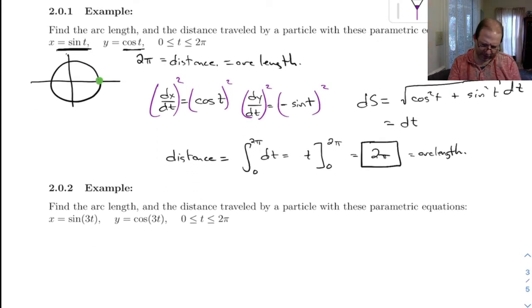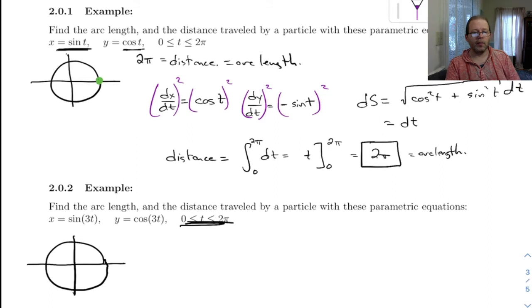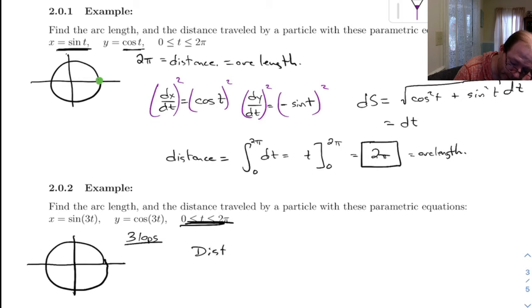Now let's look at this next example. Notice it's very similar. We've got sine of 3t and cosine of 3t. Now if we were to graph this, going from 0 to 2 pi, it's going to trace out the same thing, the unit circle. But over the course of 0 to 2 pi, because of that 3 in there, it's going to make 3 laps. So if we wanted to find the distance traveled, it would be the integral of ds from 0 to 2 pi.